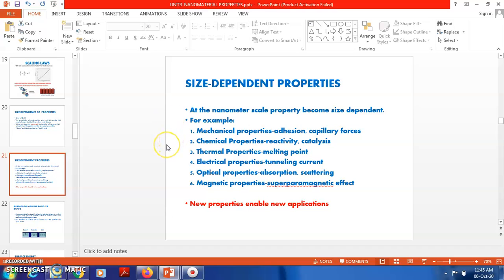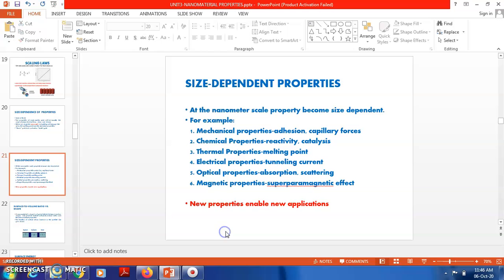Similarly, the following are examples of properties. Mechanical properties are dependent on adhesion and capillary forces. Similarly, chemical properties: reactivity, catalyst. Then chemical properties: melting points. Then electrical properties: tunneling current. Optical properties: absorption, scattering, and magnetic properties: the superparamagnetic effect. So these are examples of properties depending upon the size.